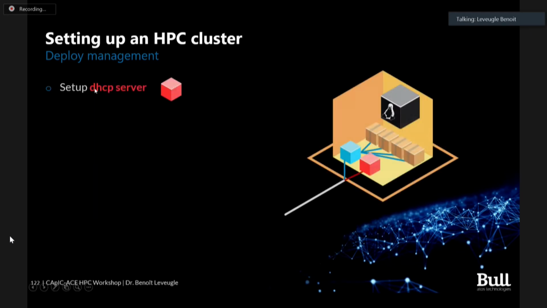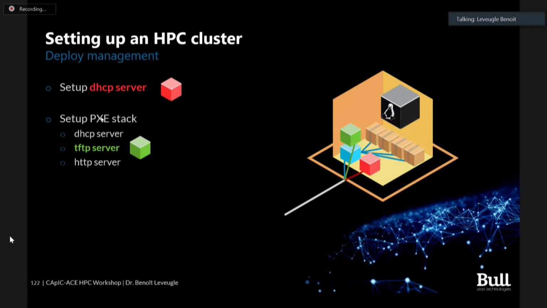Then I need a DHCP server. The DHCP server is also connected to the network, and it will provide everything with an IP. We will see that just after. And you need to set up at the end what we call a PXE stack, because PXE means pre-boot execution environment. It's how to deploy other operating systems using the network.